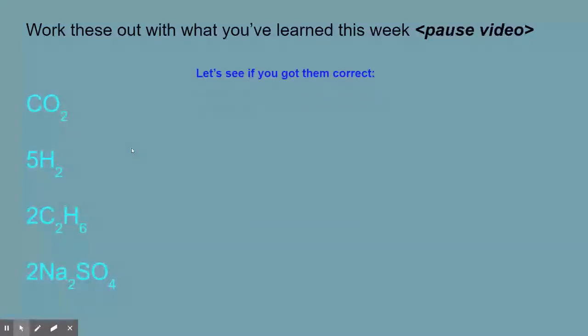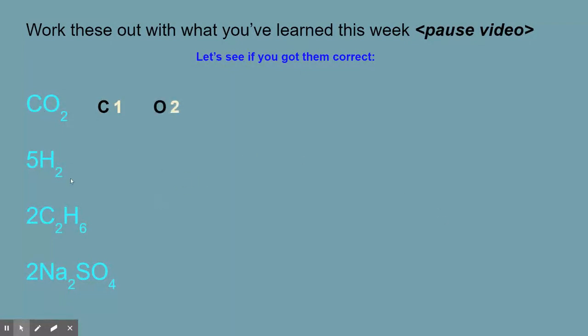So we only have one carbon. There's an imaginary one here. And we have 2 oxygen. So let's look at this next one. Now we have a subscript and a coefficient.